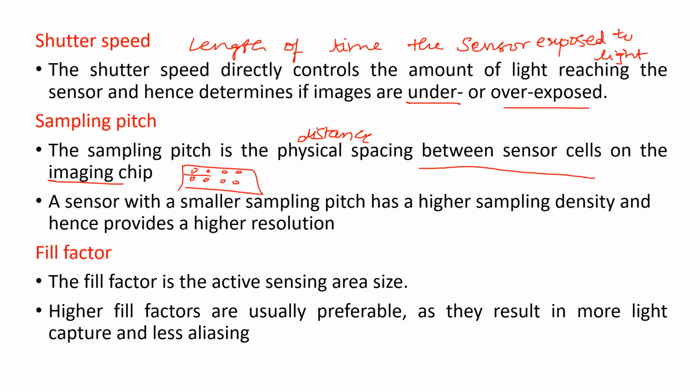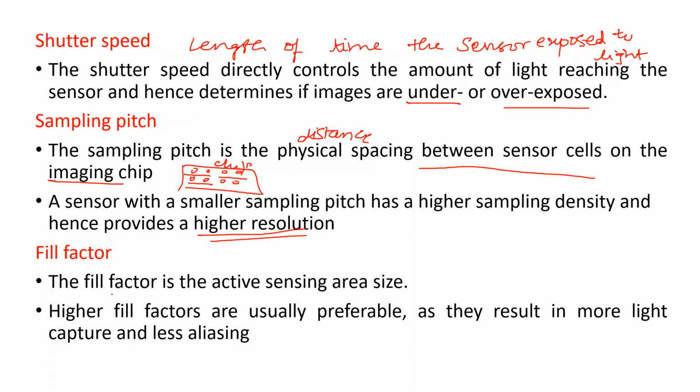Okay, it represents the physical spacing between the sensor cells on the image chip. A sensor with small sampling pitch has a higher sampling density and hence provides a higher resolution.